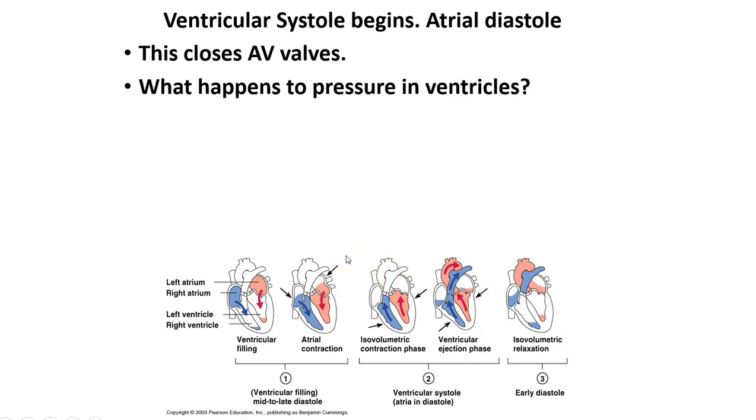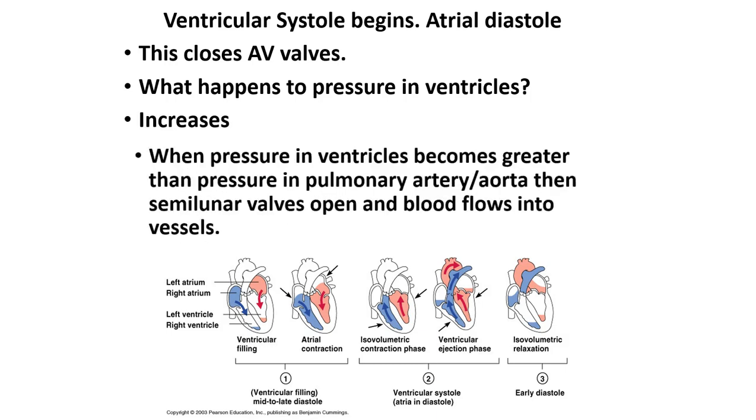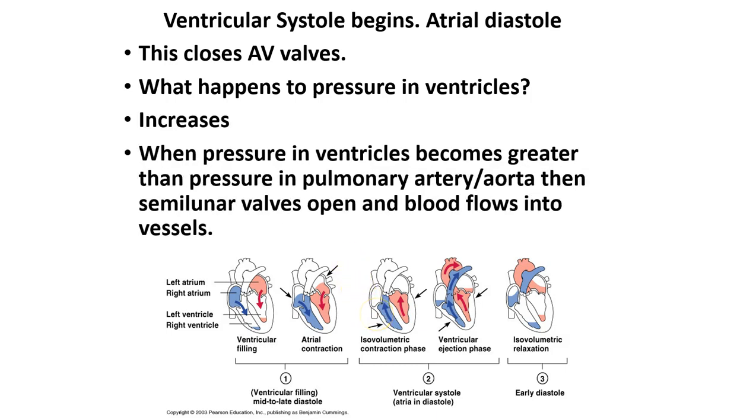So what happens to the pressure in the ventricles as it starts to contract? It's going to go up. So when the pressure in the ventricles becomes greater than the pressure in the pulmonary artery or the aorta, then these valves open, your semilunar valves open, and blood is going to flow again either out the aorta to the body or out the pulmonary artery to the lungs.